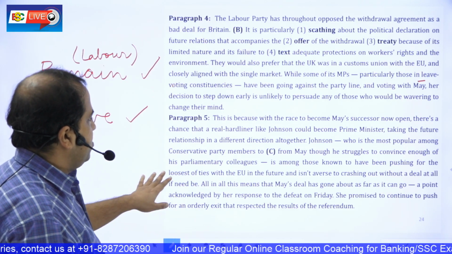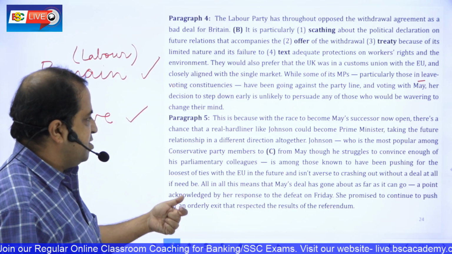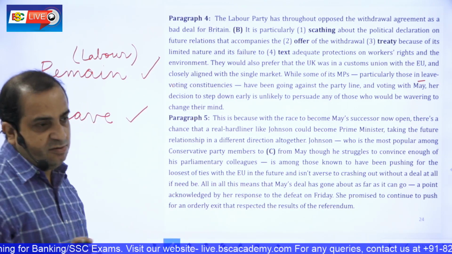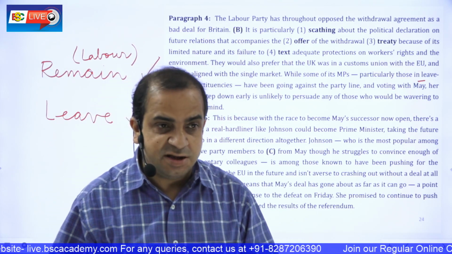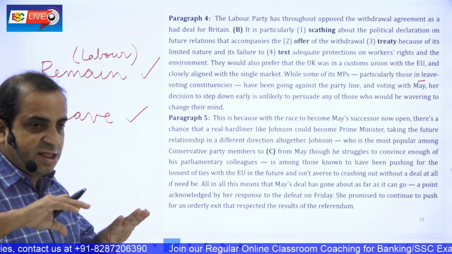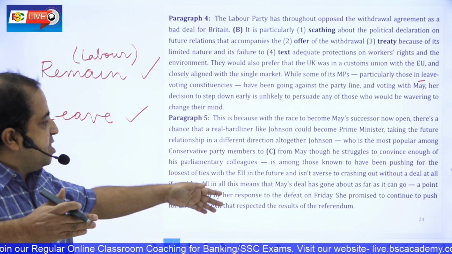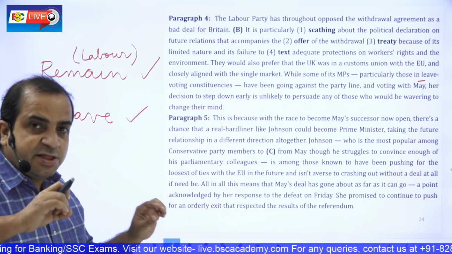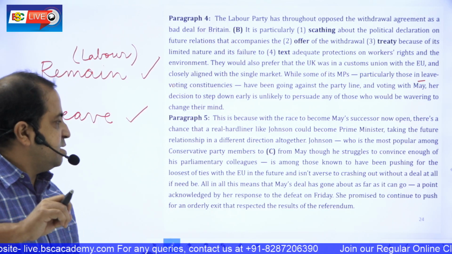Johnson, who is the most popular among Conservative Party members to dash from May, though he struggles to convince enough of his parliamentary colleagues, is among those known to have been pushing for the loosest of ties with the EU. Now, Brexit is fine, but even among Brexiteers, there are hardcore Brexiteers and there are softcore Brexiteers. So Theresa May is among the softer ones who thinks that yes, we'll have Brexit, but there will be certain relations. Whereas people like Johnson think that there will be the loosest of ties. The tie will be very loose, meaning very little relation will remain between Britain and EU.